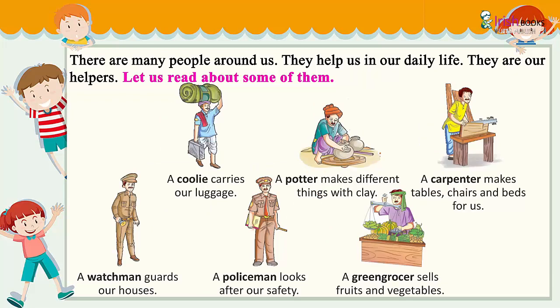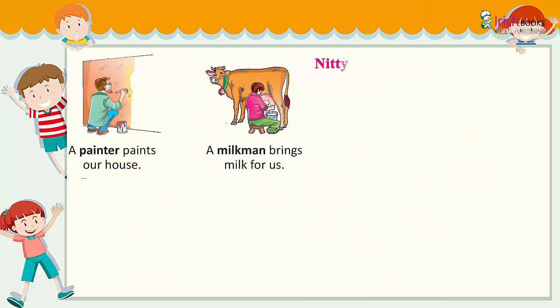A carpenter makes tables, chairs, and beds for us. A watchman guards our houses. A policeman looks after our safety. A greengrocer sells fruits and vegetables. A painter paints our house. A milkman brings milk for us.